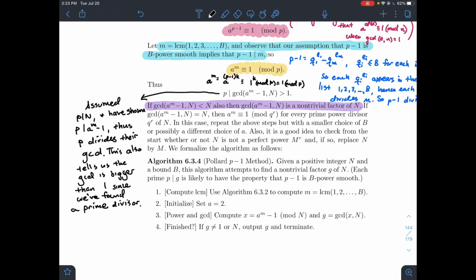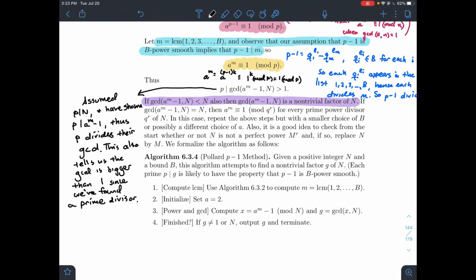So you've got your GCD. If the GCD is a number that's strictly less than n, then that's a non-trivial factor of n, and we're done. So the computer's found it for us, or we'll have Sage find it for us in a minute.